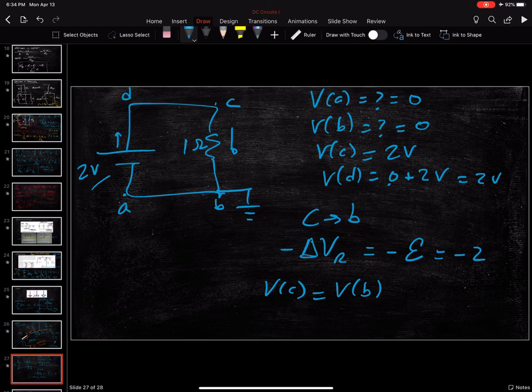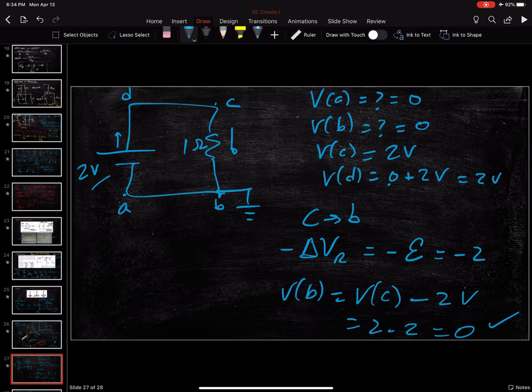Sorry, let me write it the other way. The voltage at B should equal the voltage at C minus 2 volts. And that should be 2 minus 2 equals 0. Okay? And so everything checks. And so that's the idea of a ground. Right? Hopefully this is making sense. Again, we're going to see better examples in the next lecture.